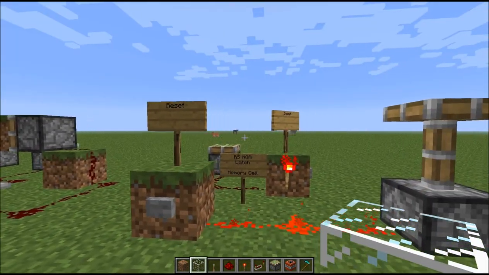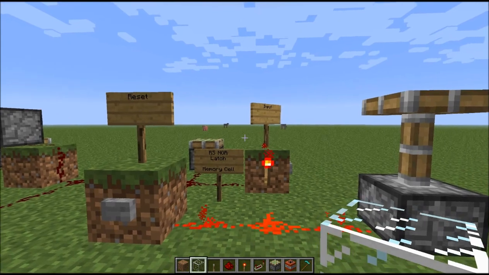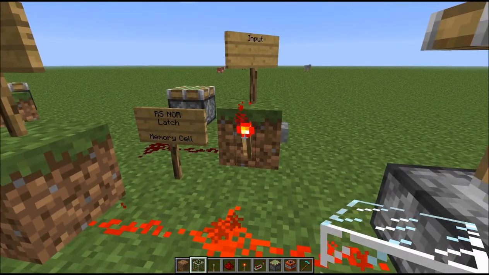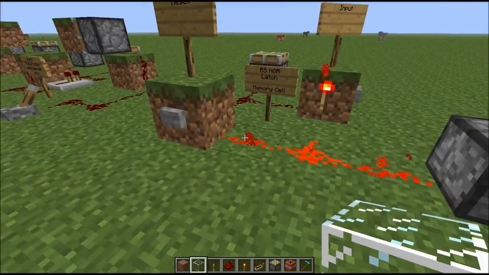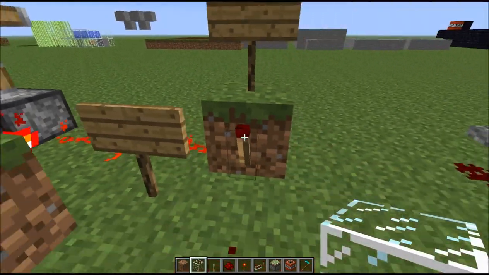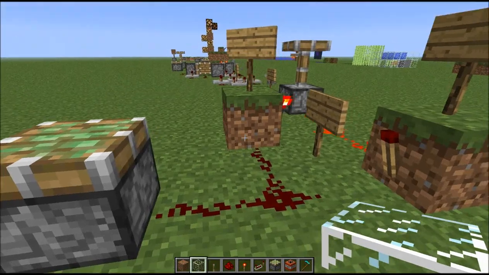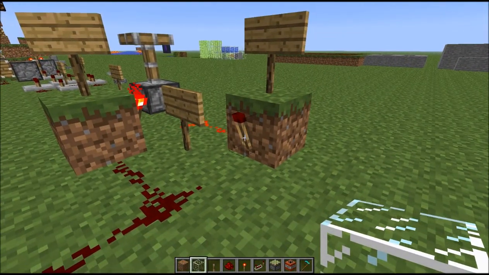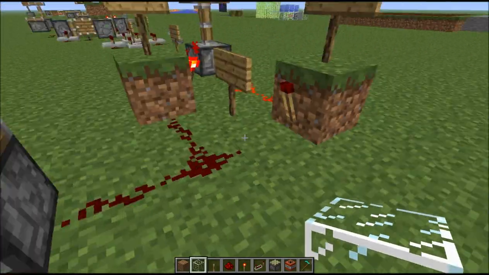Also, the reset and the input can be switched to be either one. It doesn't really matter, both sides are identical. What happens is when you push the button, it turns this torch off and it kills this area, turns the piston off, and turns this torch on. It already powered this area, but then it just unpowers this torch, and then the torch turns on.